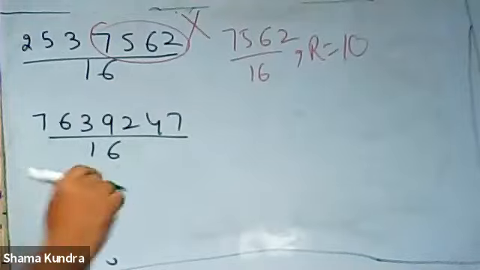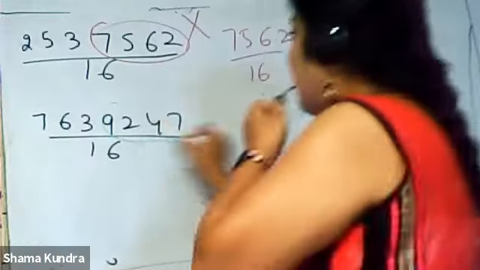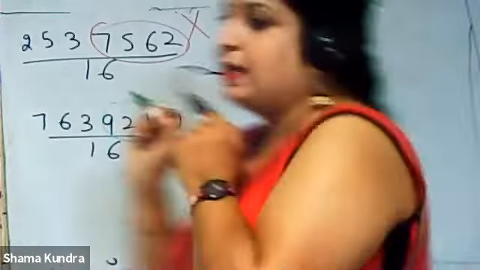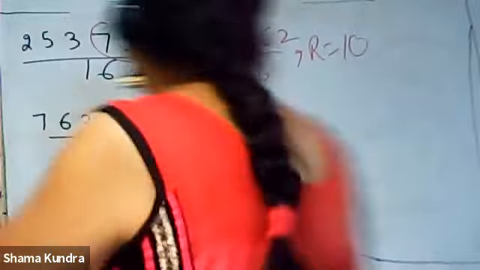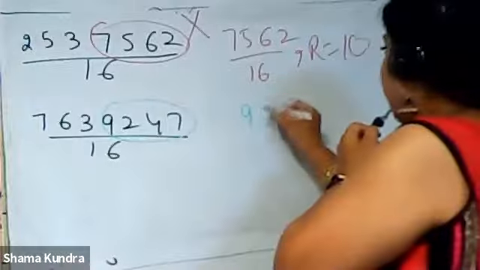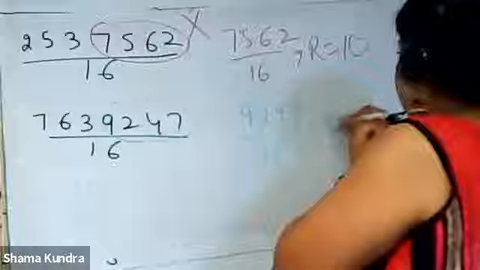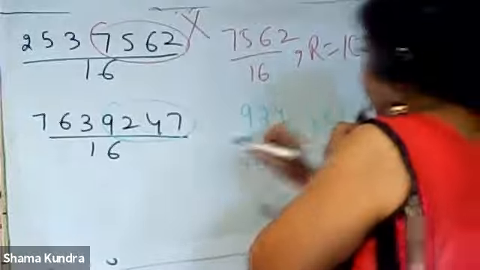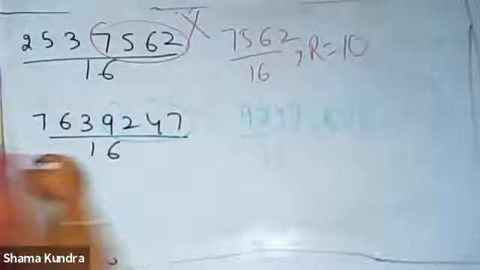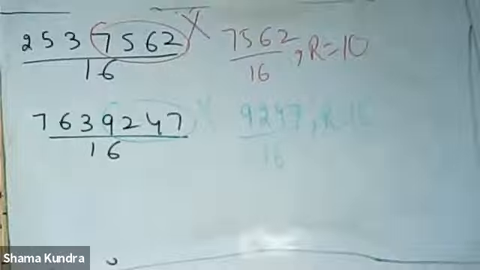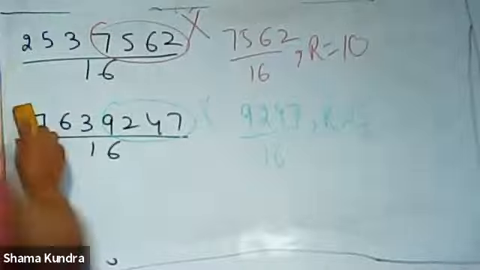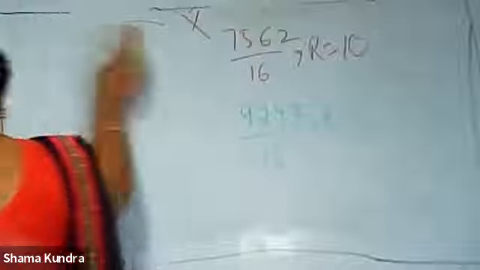In the second, I have to divide the last four digits by 16. When you divide 9247 by 16, you get remainder 15, which is again not 0. So this number is also not divisible by 16. Similarly, you can go on for other rules, 32, 64.